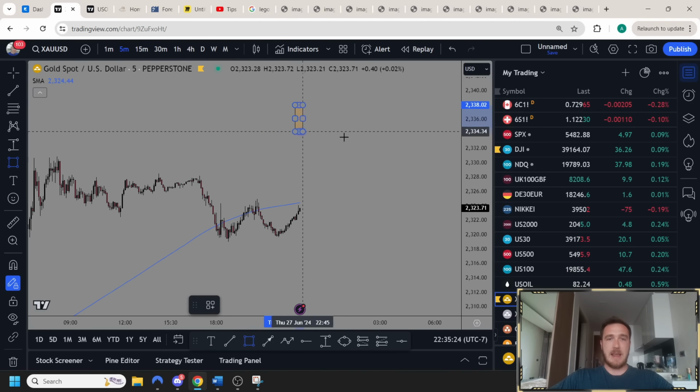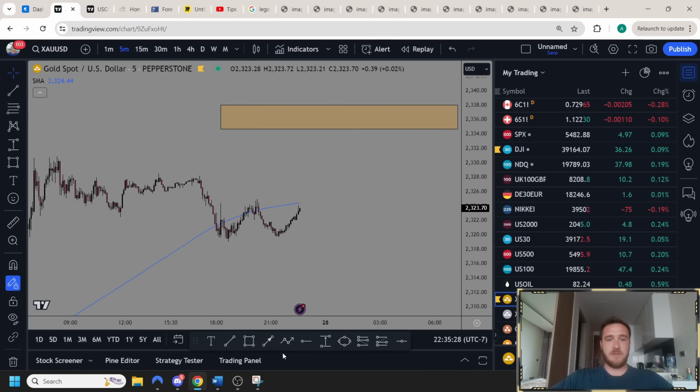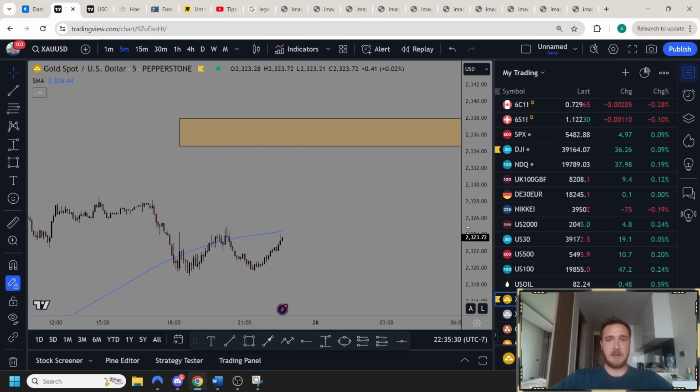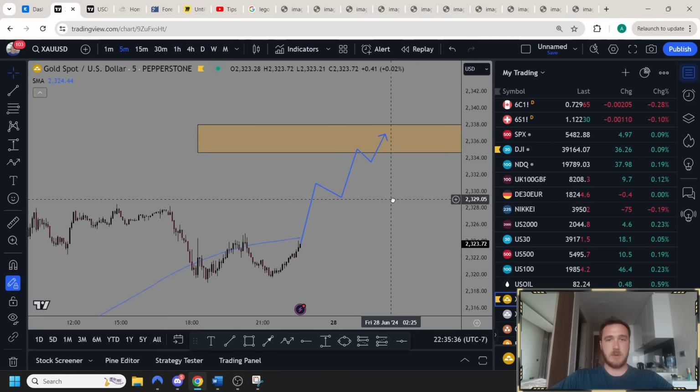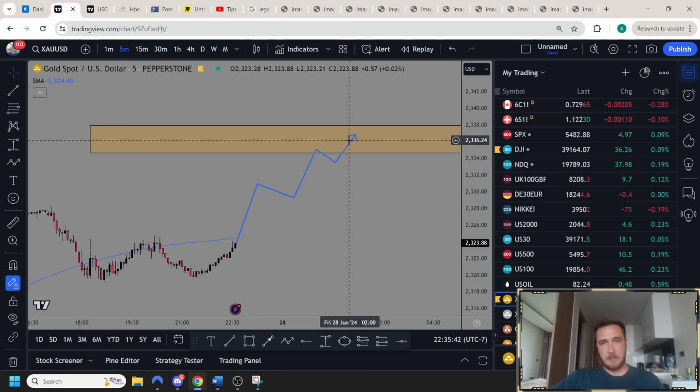What do I mean by that? So if you have, let's say for example, a 4-hour supply, let's just imagine up here is a 4-hour supply zone. If you have prices coming back up here to a 4-hour supply zone, the trend on a 5-minute, the 1-minute, the 15-minute is going to be in an uptrend. As it's going up into a 4-hour supply, it has to be in an uptrend on smaller time frames.